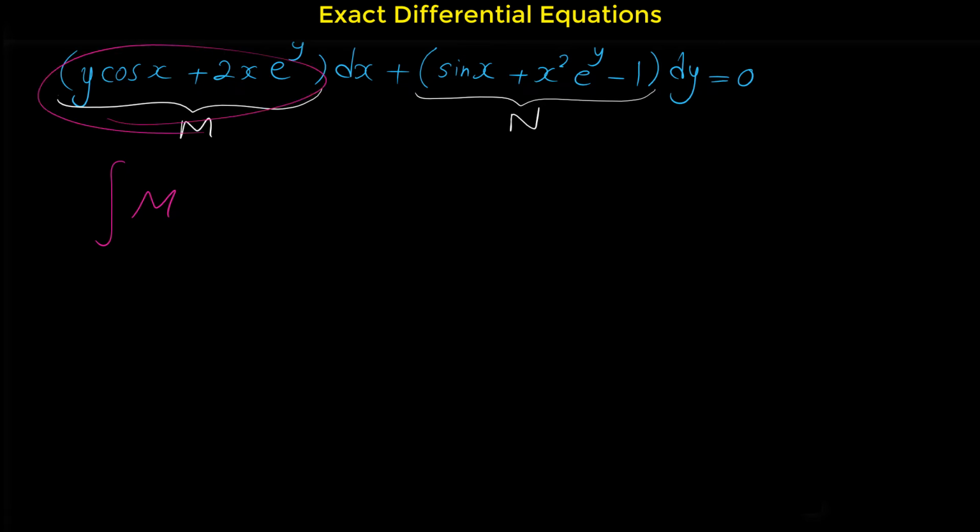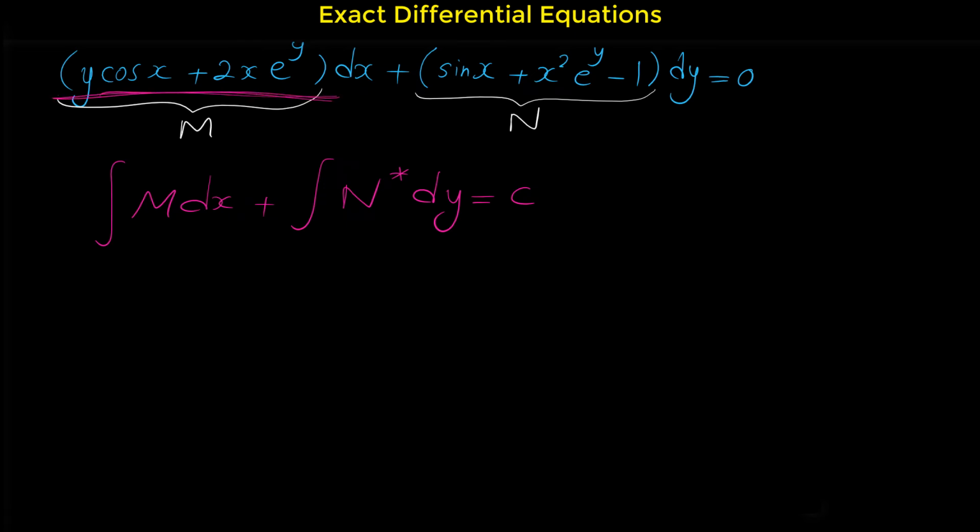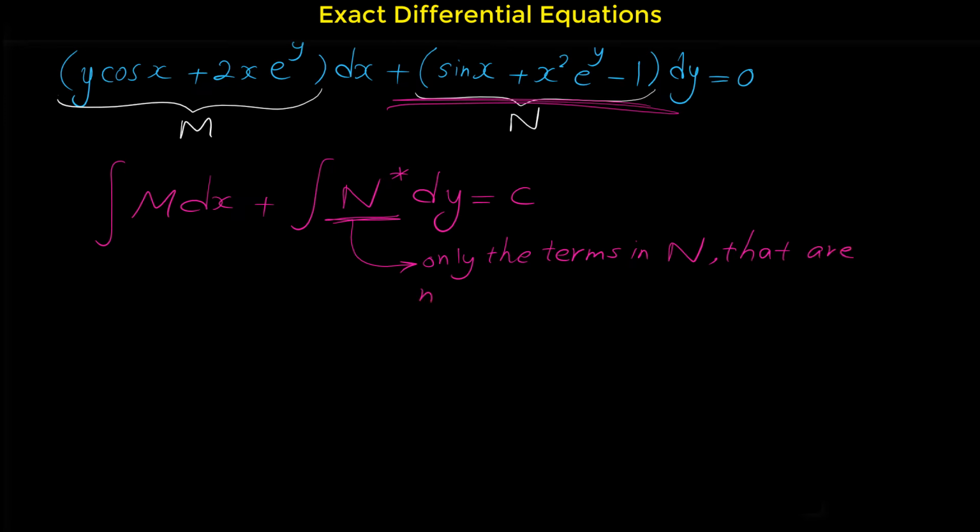Integral of M with respect to x, plus integral of N star dy, equals C. So, for finding the solution, integrate all the terms in M with respect to x, plus integral of not all the terms in N. By N star, I mean only the terms in N that are not a function of x, that are independent of x.